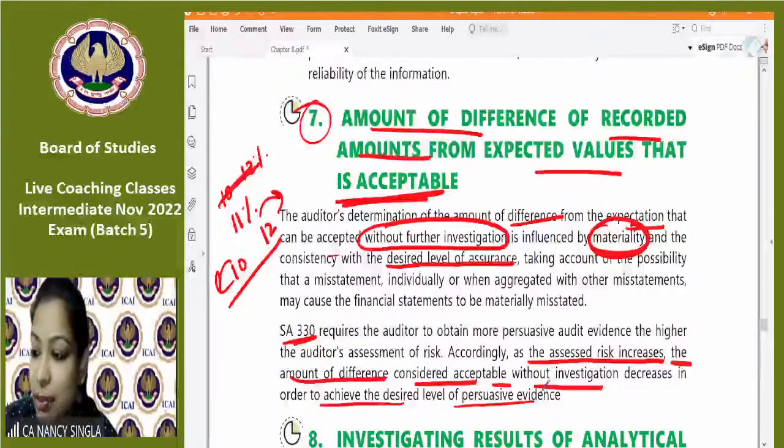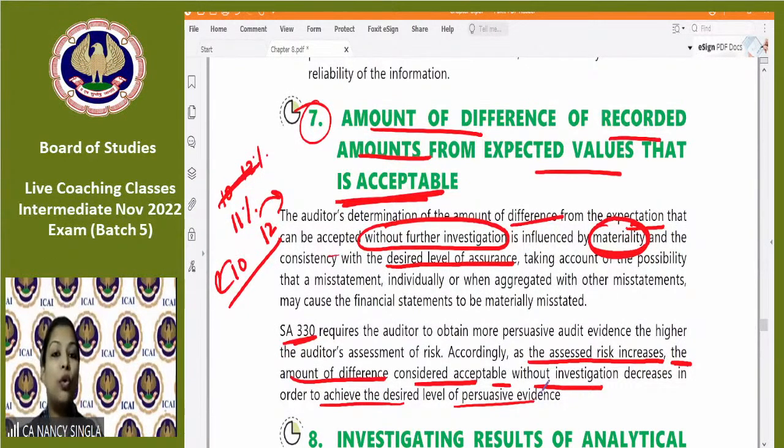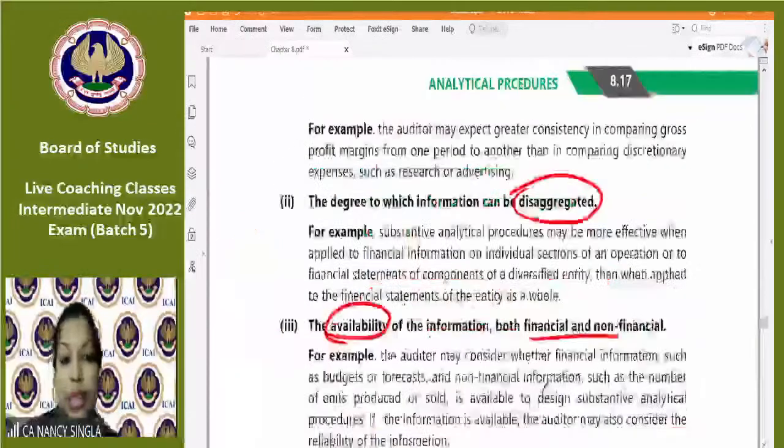See, this is just a repetition of whatever we have done so far in auditing. Now, just a minute. Okay? So amount of difference of recorded amount. It basically says what is the amount that is acceptable without further investigation, and it depends upon materiality, the desired level of assurance the auditor wants. And if there is an increase in the assessed risk of material misstatement, obviously the auditor is going to reduce this difference, which is acceptable without investigation. So I hope till point number 7, the entire chapter is clear.